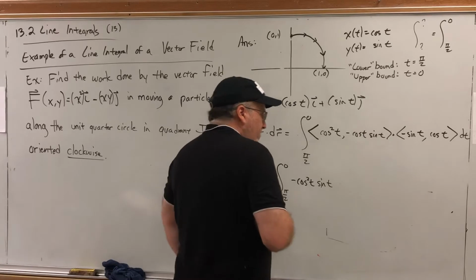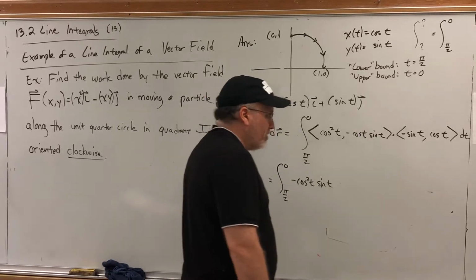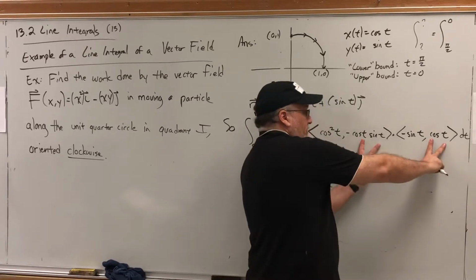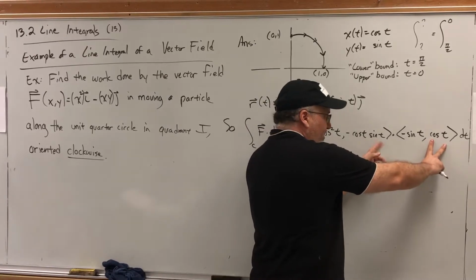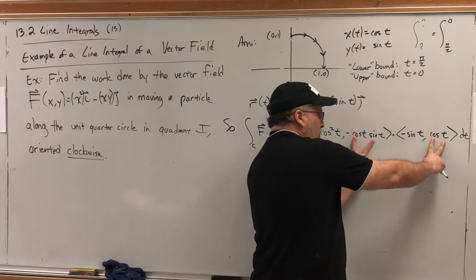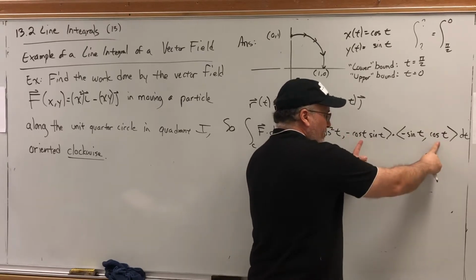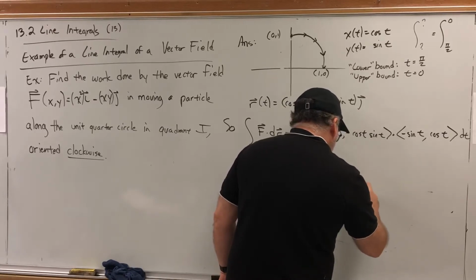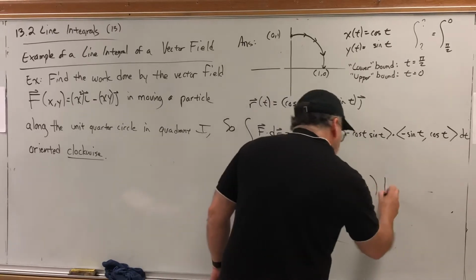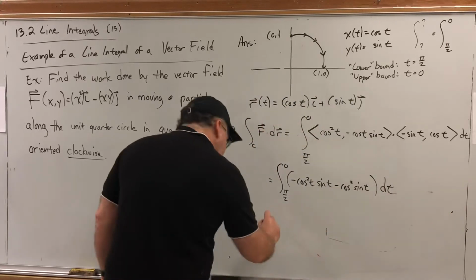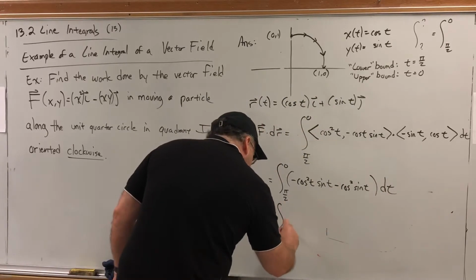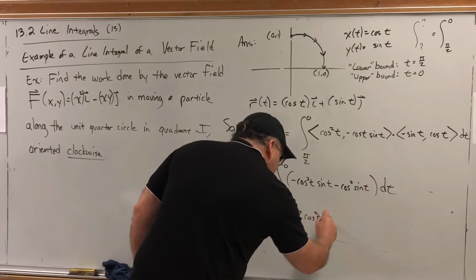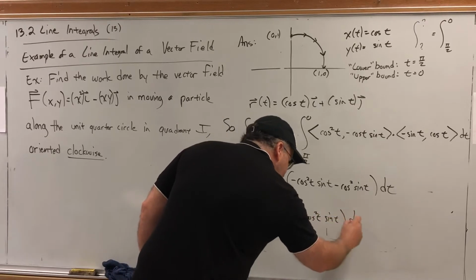And then we add the product of the second components. The second components are negative cosine t sine t and cosine t. So if I multiply those, I get negative cosine squared t sine t dt. Hey, these are like terms, hooray. So the integral from pi over 2 to 0 of negative 2 cosine squared t sine t dt.